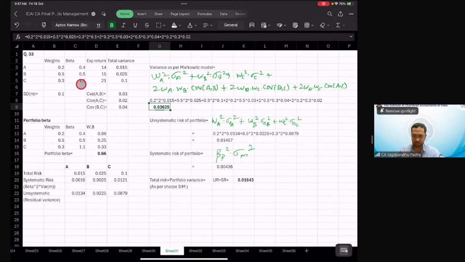Sir, you can see we are taking covariance between A and B. We have taken covariance between B and C, and also covariance between A and C. Yeah, but what about the covariance of B and C, sir? That's given in the question, B and C, 0.04. Okay, that's it, taken over. Yeah, clear. Okay, fine. Thank you, sir.